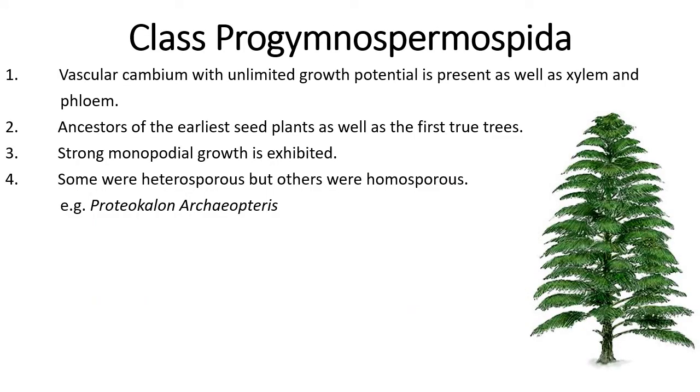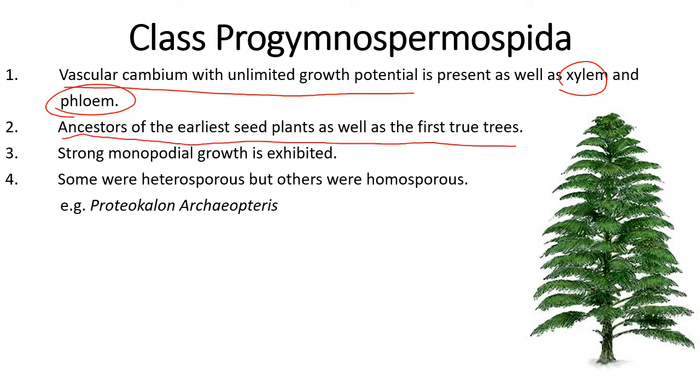This is the last class of pteridophytes as per K.R. Sporne's system of classification. So let's see the characteristics. Vascular cambium is with unlimited growth potential and it is present in between xylem and phloem. This group is considered as ancestor of earliest seed plants and first trees, that is gymnosperms and angiosperms were originated from this group.